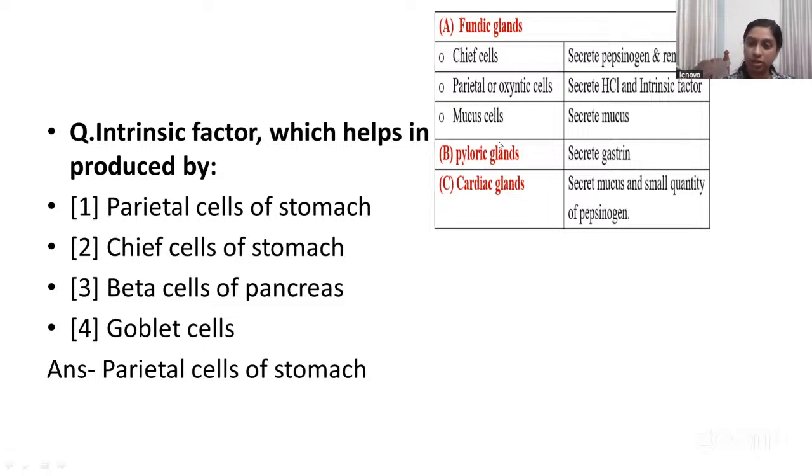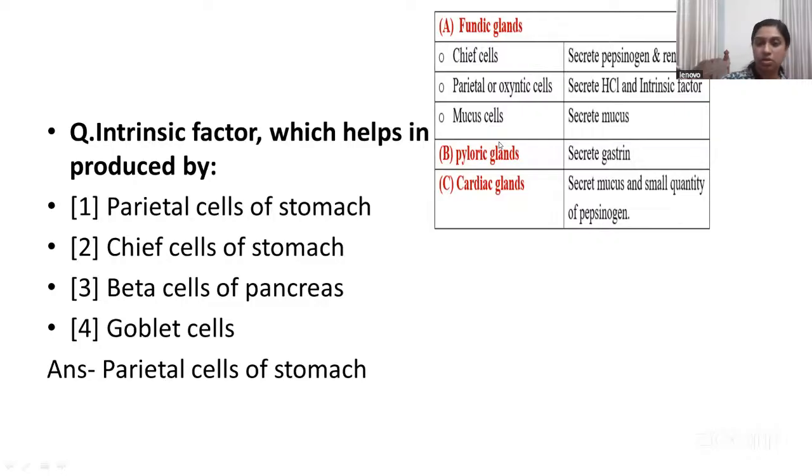Next are the pyloric glands. They secrete gastrin. Usually G cells secrete gastrin. And the cardiac glands secrete mucus, and small quantities of pepsinogen are also secreted from the cardiac glands. You have to remember this, because in multiple choice questions, they might ask that pepsinogen is secreted from the chief cells and cardiac glands, and the options have A and B. You can select the best option, that's A and B. Some amount of pepsinogen is also secreted from the gastric glands.